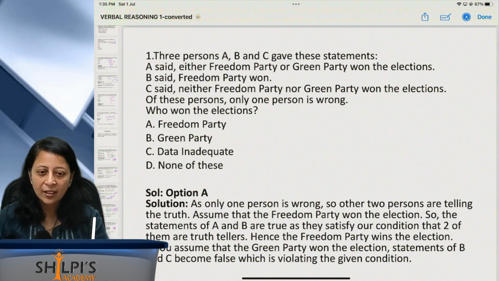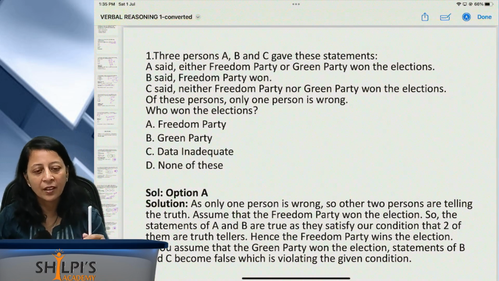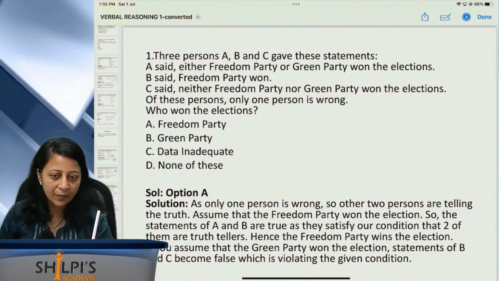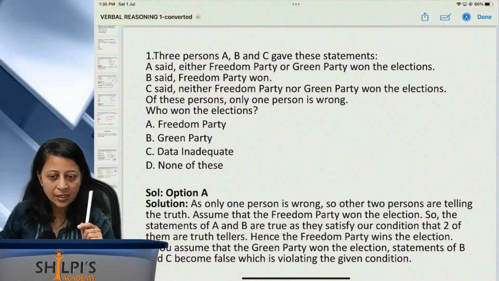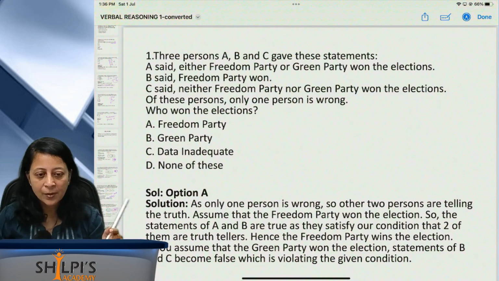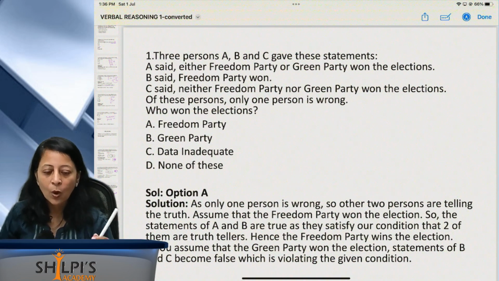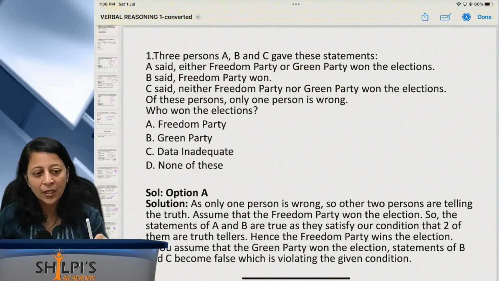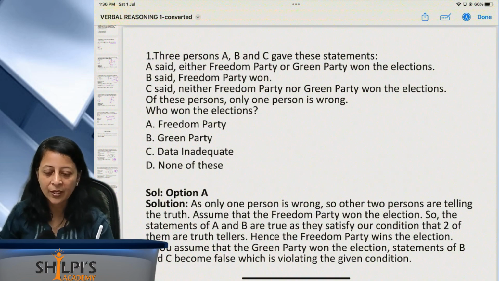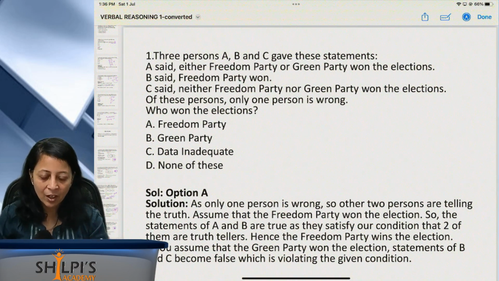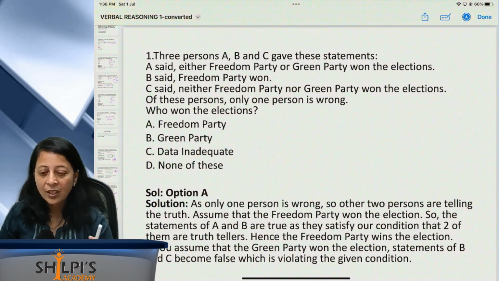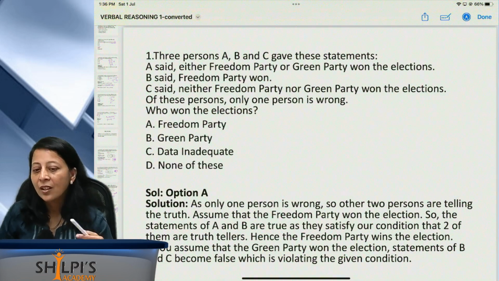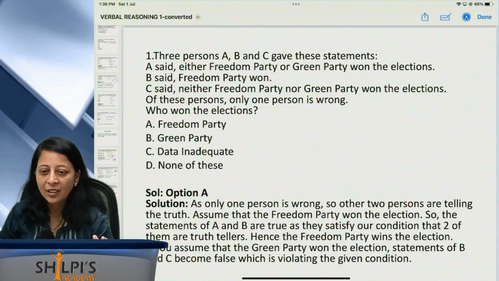So A said, either the Freedom or Green Party won the election. B said, Freedom Party won. C said, both these parties have not won. Of these persons, only one person is wrong. Who won the election? Freedom Party won, Green Party won, or data inadequate, none of these? So, which could be the answer here?